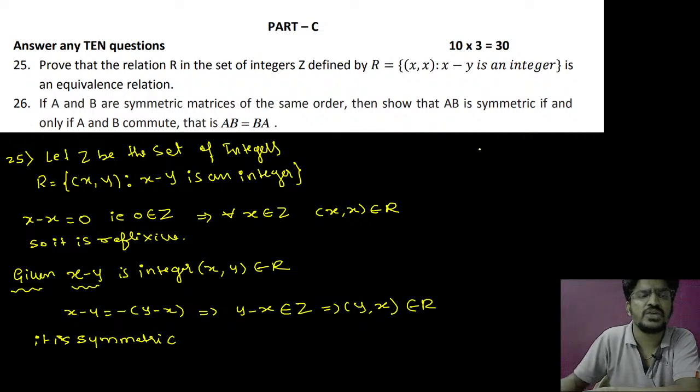So for transitive, you see, let x minus y be an integer.